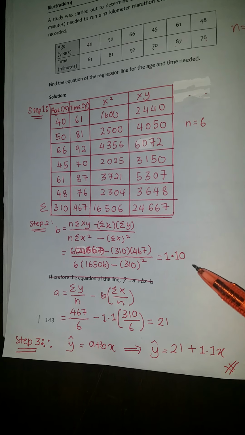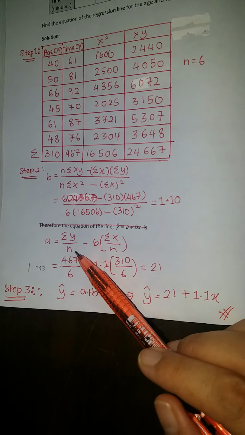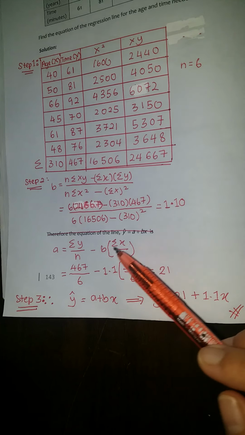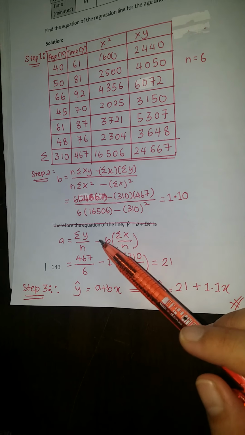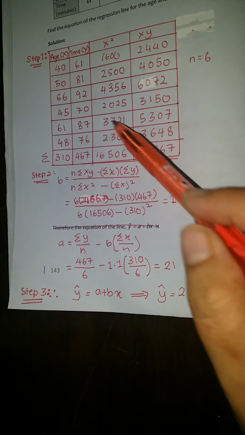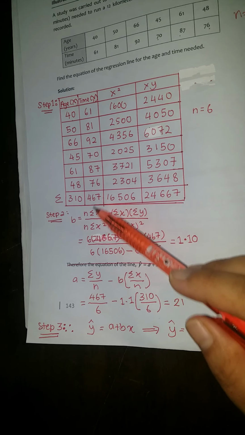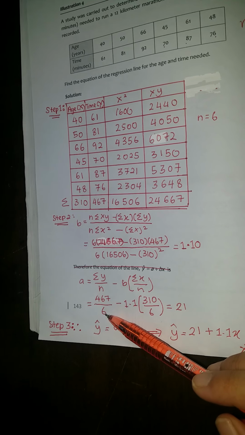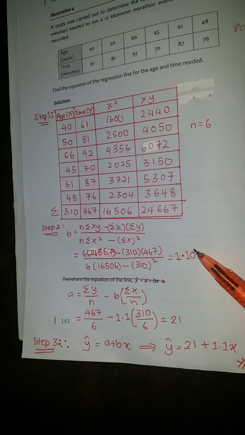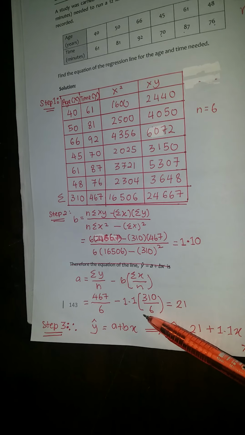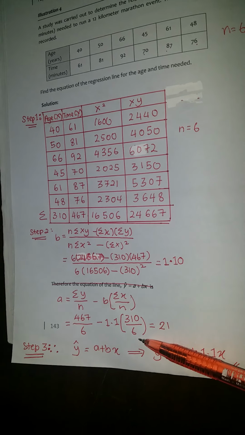Okay, once we have the value for b, then we can find the value for a. So the formula for a is sum of y over n minus b times sum of x over n. So just substitute all the values here, okay, from the values that we have in the table. So sum of y is 467 over 6. 6 is n, right? Over n here. Minus b. So b is 1.10 times sum of x. Sum of x is 310 over 6.